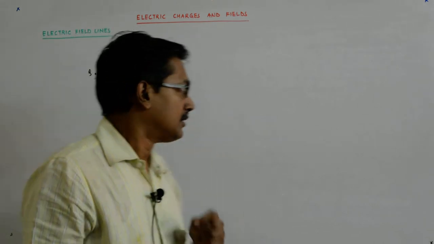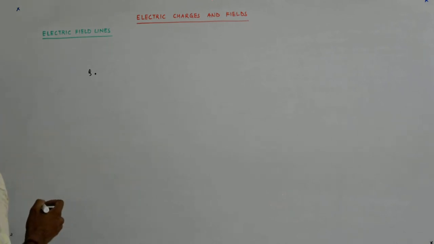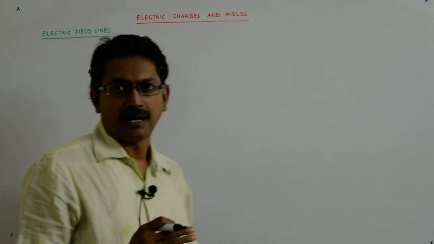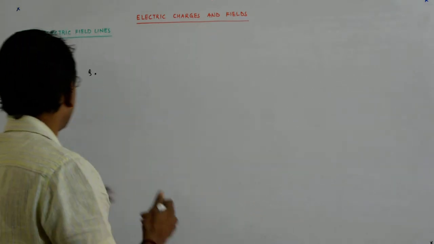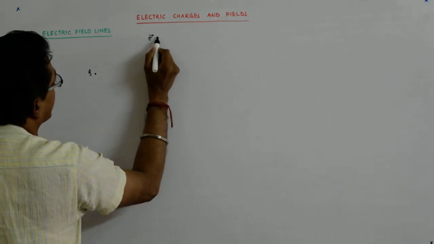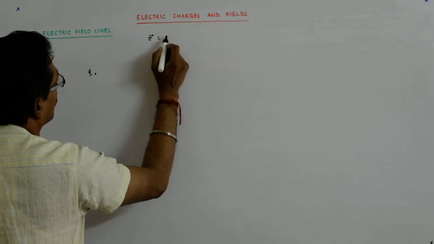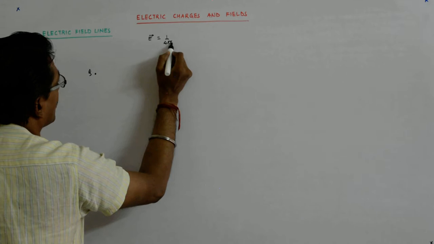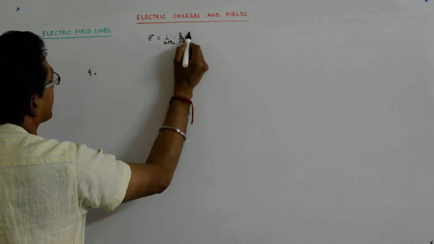So what do we do is to draw a line, a vector that represents an electric field. Now for a point charge, we know that electric field is given by 1 upon 4 pi epsilon naught into Q upon R square into R cap.